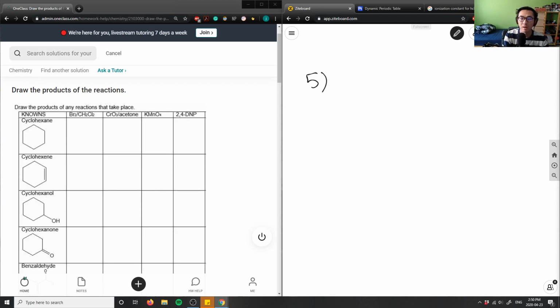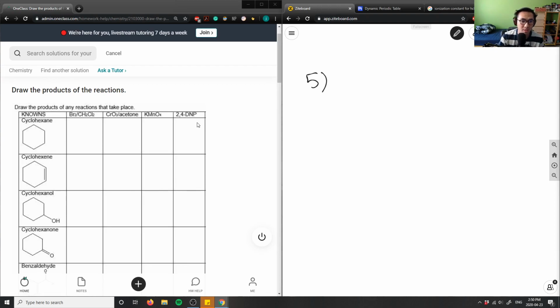2,4-DNP, let me just see what this says. This is Brady's reagent, I believe. It basically detects the carbonyl functionality of a ketone or aldehyde group, and I believe it turns a specific color when you put it into that solution. Let me just verify that. A positive test is signaled by a yellow, orange, or red precipitate. So you get a dinitrophenylhydrazone if you have a ketone or aldehyde group.